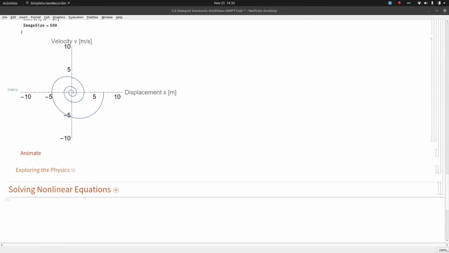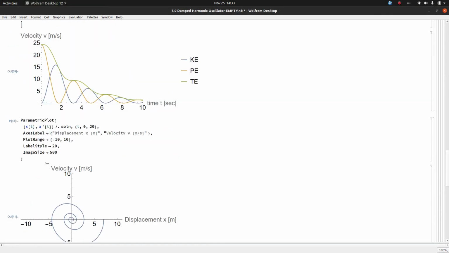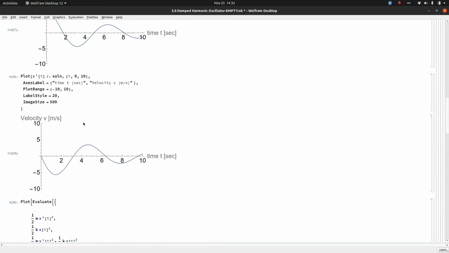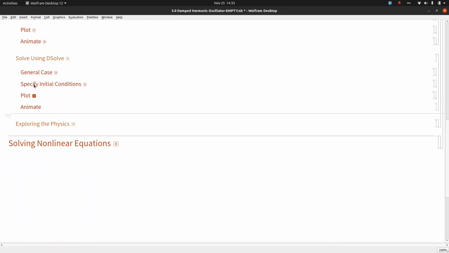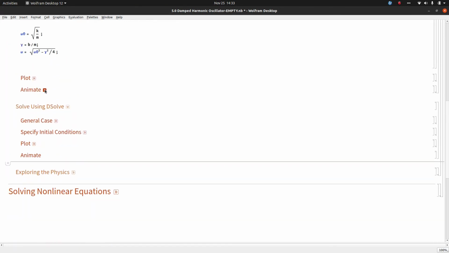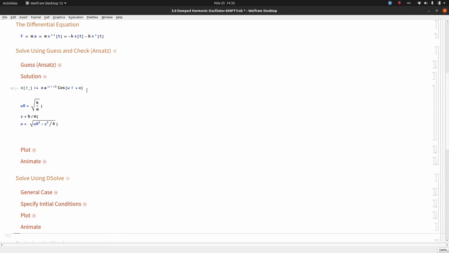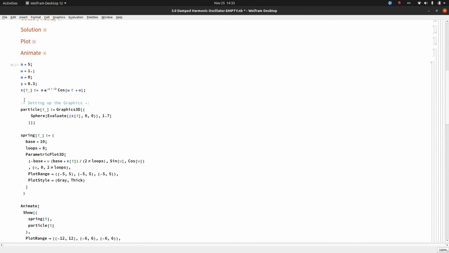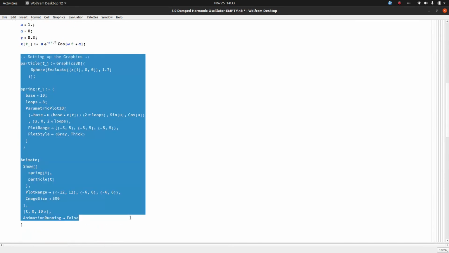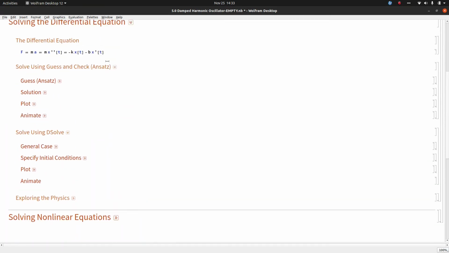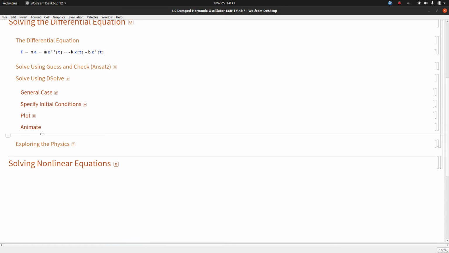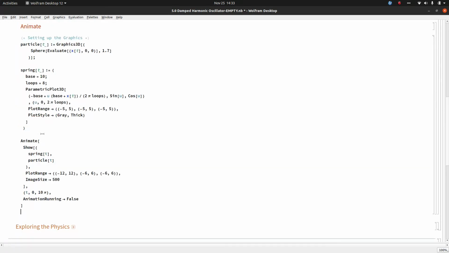Now, if we want to animate the solution, that's the solution that we got from DSolve, that's easy enough to do. So we already built up, I'm going to scroll up here, we already actually built an animation when we wrote down our x of t solution before. So I'm just going to copy that solution, copy that, minimize this, minimize that. And I'm going to just drop the whole thing in there.